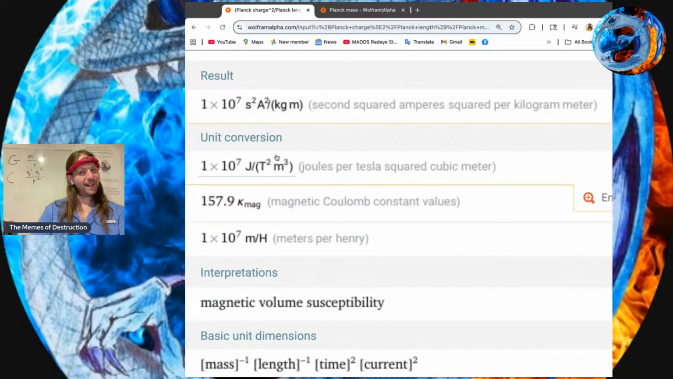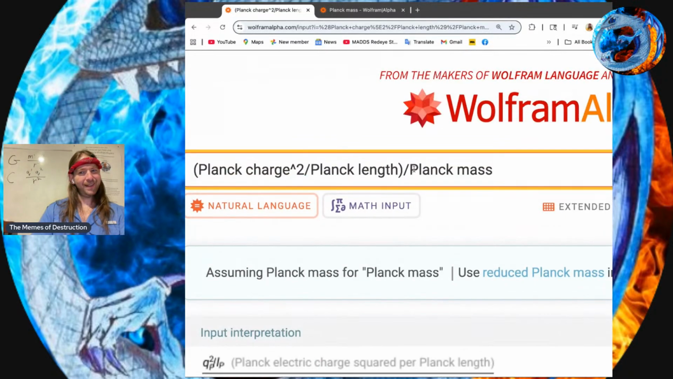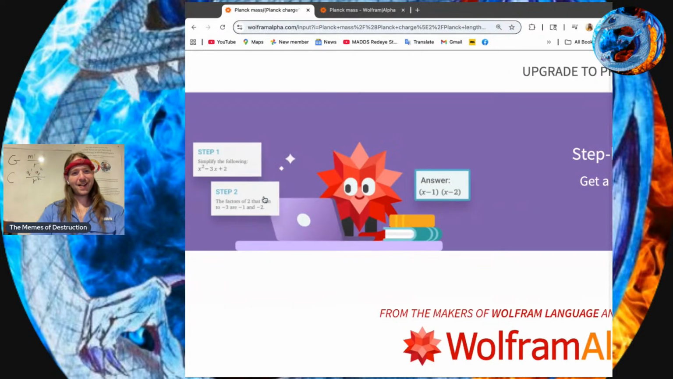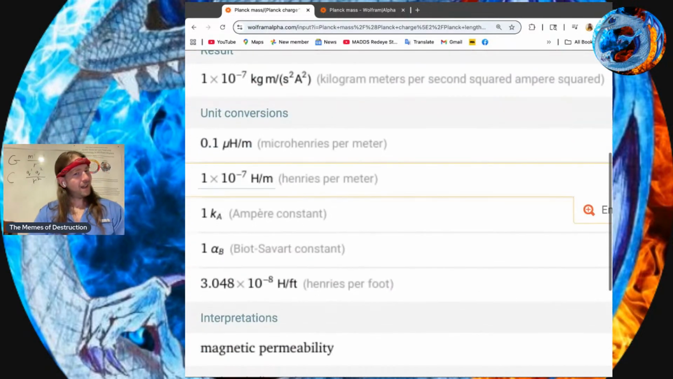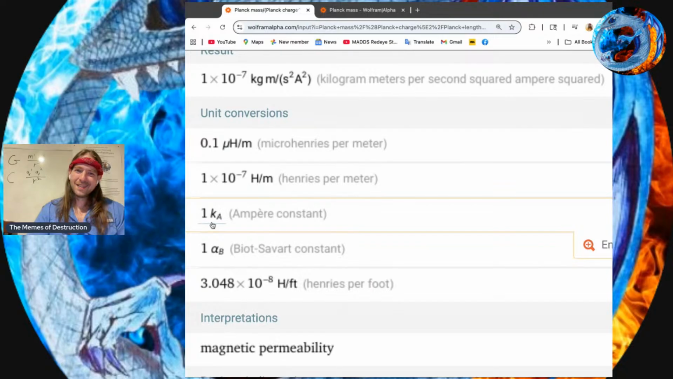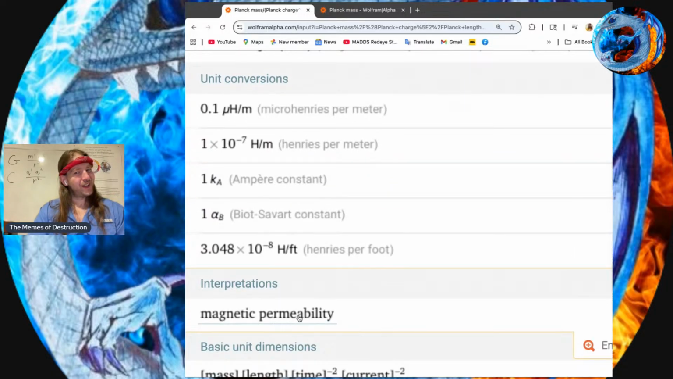Oh, we get that same thingy there that we had the first time. That means just put this in the numerator. We'll just divide it. Huh. One ampere constant again. Seems to be about precisely 10 to the minus 7. Oh, and this is magnetic permeability.